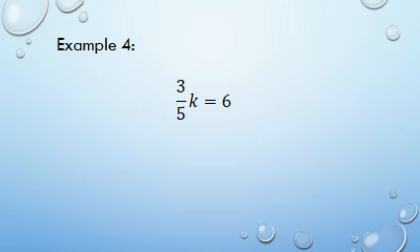Okay, and here we've got example 4. Now for this one, we've got 3/5 times K equals 6. So once again, we're trying to get that K all by itself, and we see that it's got a 3/5 being multiplied with it. So the inverse of that would be to multiply by the reciprocal. The reciprocal of 3/5 is, remember, we just flip it, and that gives us 5/3. And what we do to one side, we have to do to the other side.